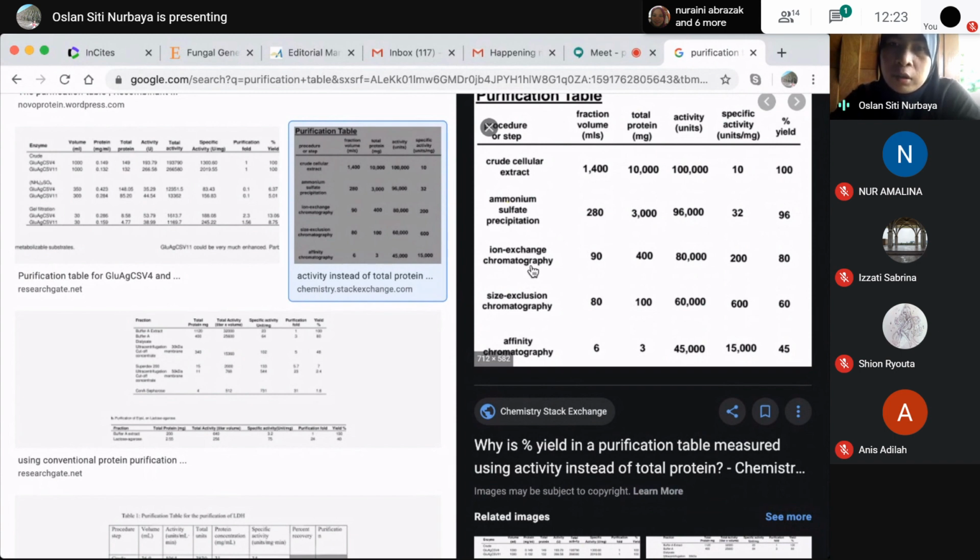From ion exchange chromatography, the active fraction, the tubes that have the peak and the activity of your protein, the total volume is 90. If you have one tube with 10 mil, that's a lot, that's ridiculous. Maybe you have one tube with 5 mil. So 90 divided by 5, you have 18 tubes.